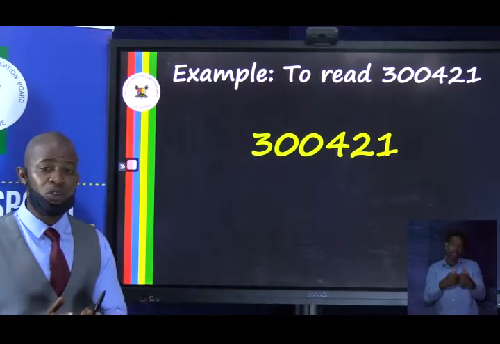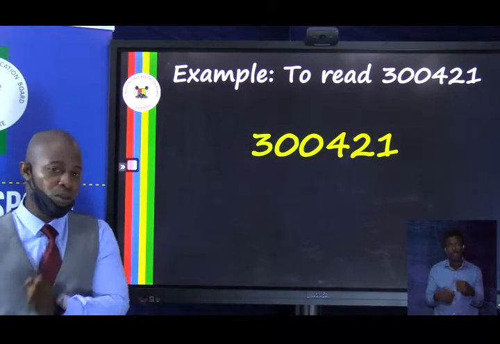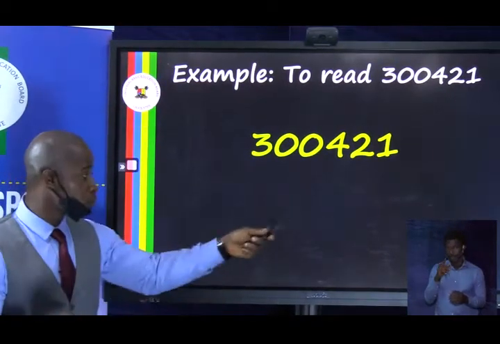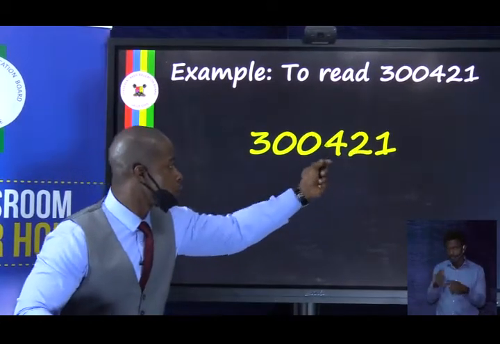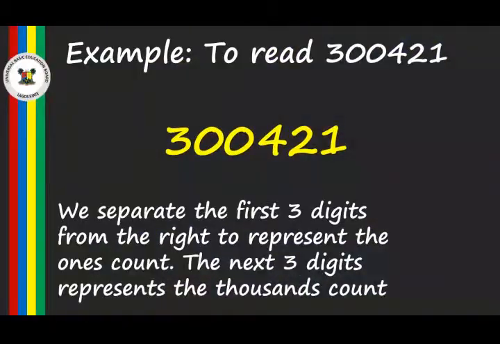Well, the first thing to do is to separate the digits for the ones count. That's 3 digits from the right. So you have this one, and this one. So you move them to the side, as you'll see.